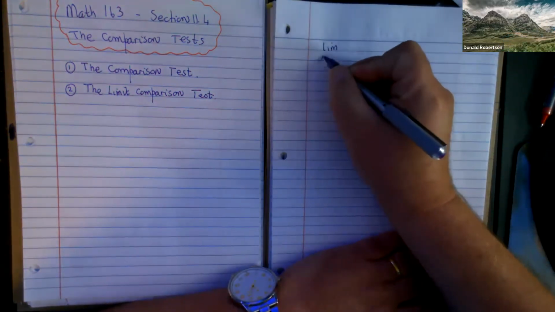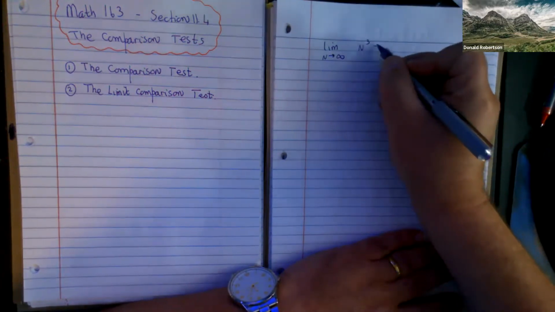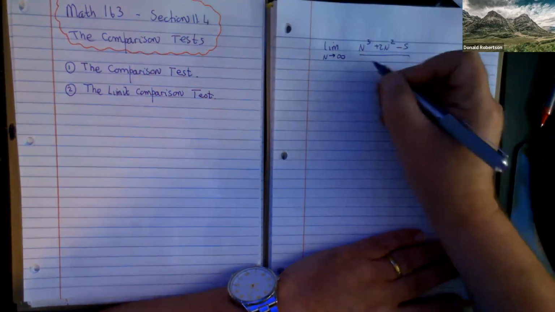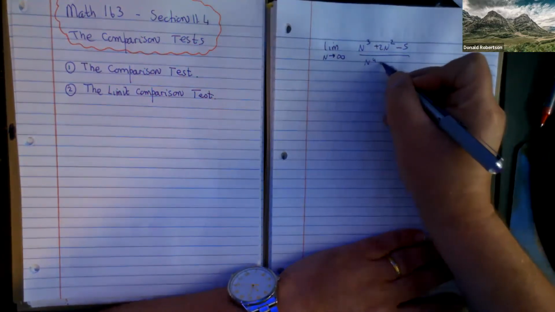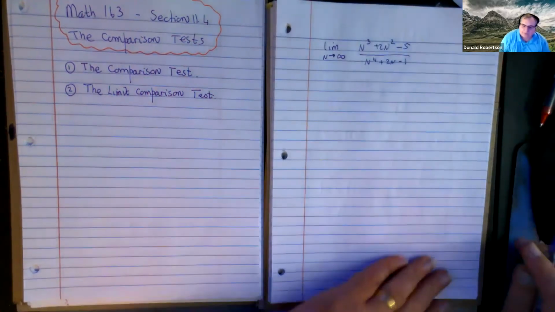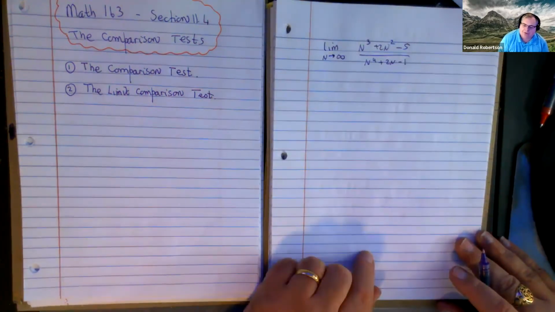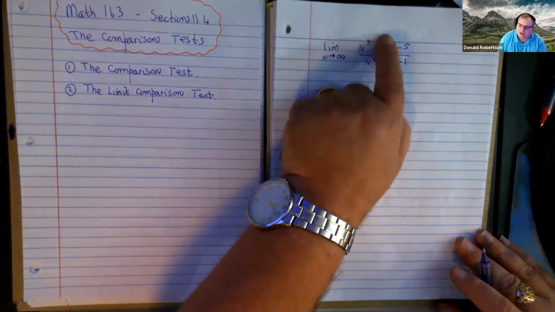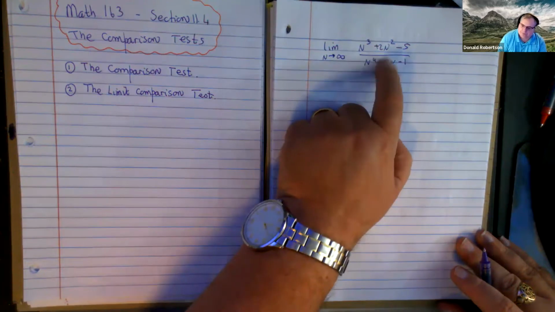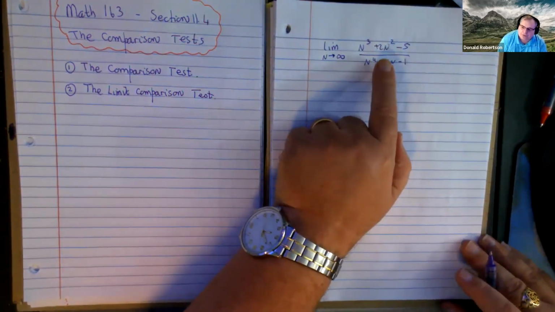If I asked you to find the limit as n tends to infinity of n cubed plus 2n squared minus 5 over n to the 4 plus 2n minus 1, for example. We are going to be doing a lot of questions that look like this. We're going to be finding the limit as n tends to infinity of essentially ugly fractions. There are 2 methods that you can use to solve this limit.